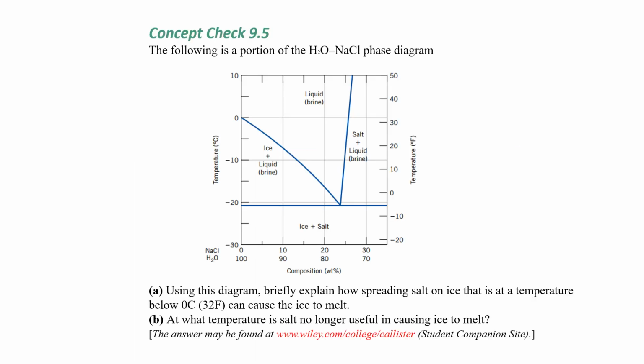Concept check 9.5. The following is a portion of the water and sodium chloride phase diagram. Question number one: using this diagram, briefly explain how spreading salt on ice, that is at a temperature below 0 degrees centigrade, can cause the ice to melt. At what temperature is the salt no longer useful in causing ice to melt? You can go to the website and find out the answer by yourself. It's your home assignment.